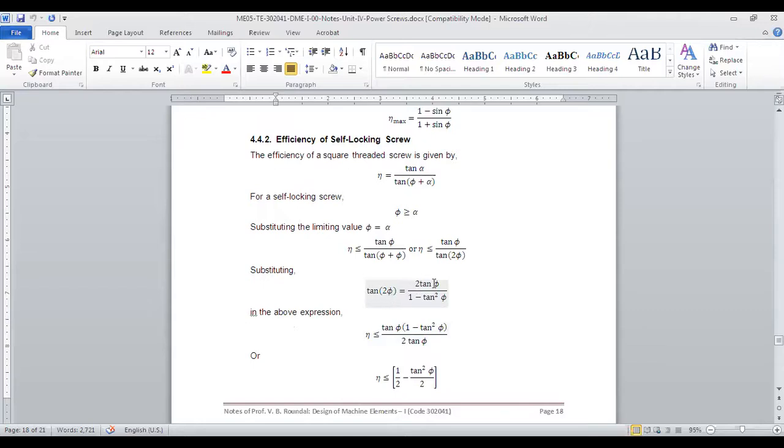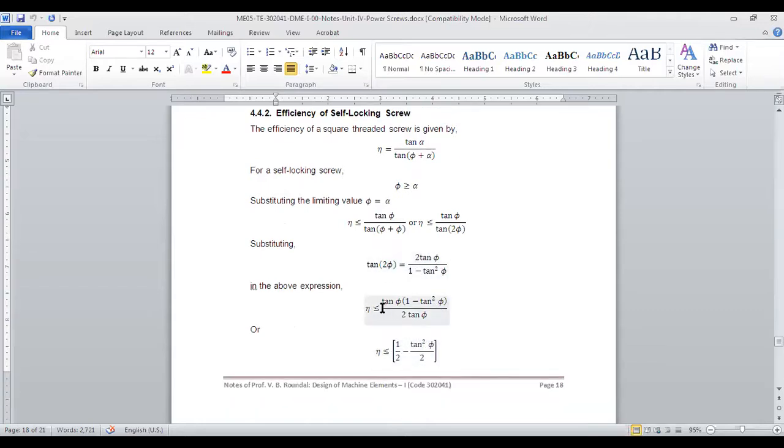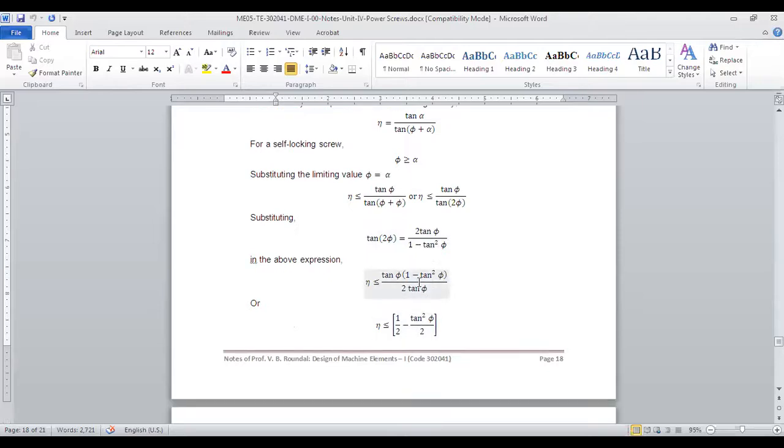So it is basically 2 tan phi upon 1 minus tan square phi. When we substitute, your efficiency will be tan phi into 1 minus tan square phi upon 2 tan phi. And so tan phi will cancel. It is half minus tan square phi upon 2. Right? So what this equation tells us is the efficiency of a self-locking screw.